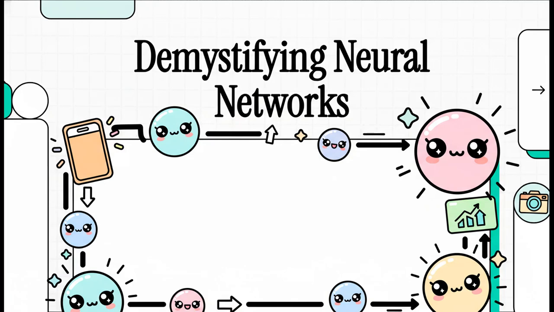You probably interact with them a dozen times a day, and maybe don't even realize it. From the camera on your phone to the shows recommended to you online. But what exactly are artificial neural networks? How do these digital brains actually work? Well, we're going to break it all down.